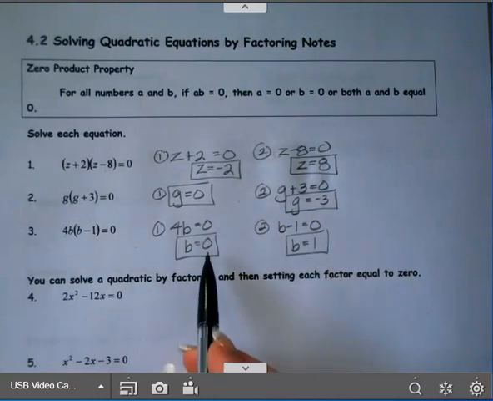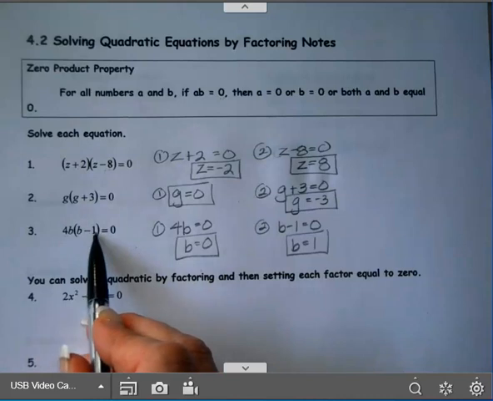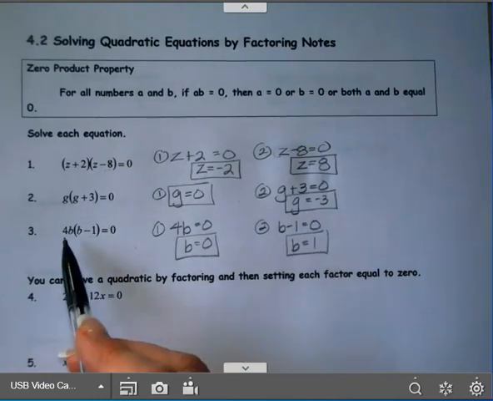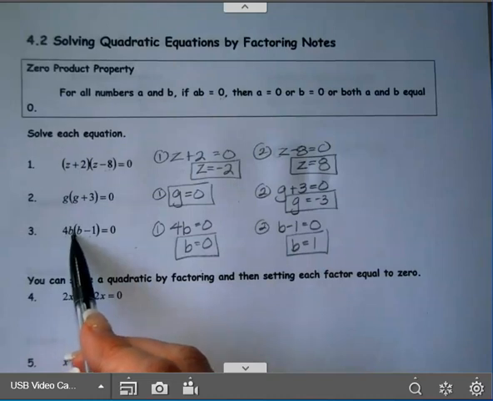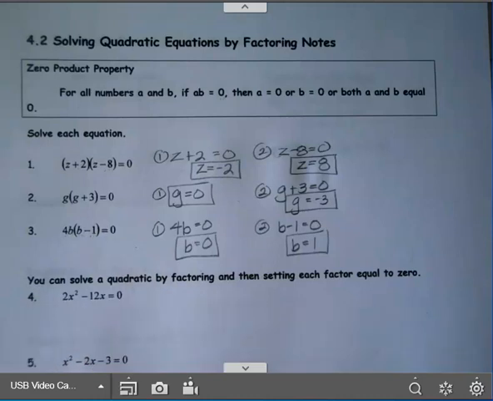So if I plug in 0, that's going to be 0 times 0 minus 1 is -1. 0 times -1 is 0. And if I were to plug in 1, that would be 4b, which is 4. But that's going to be times 1 minus 1, which is 0, and 4 times 0 is 0.